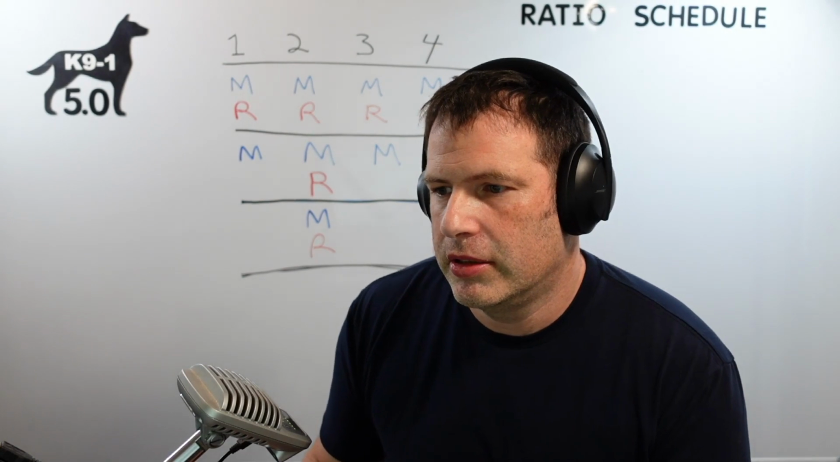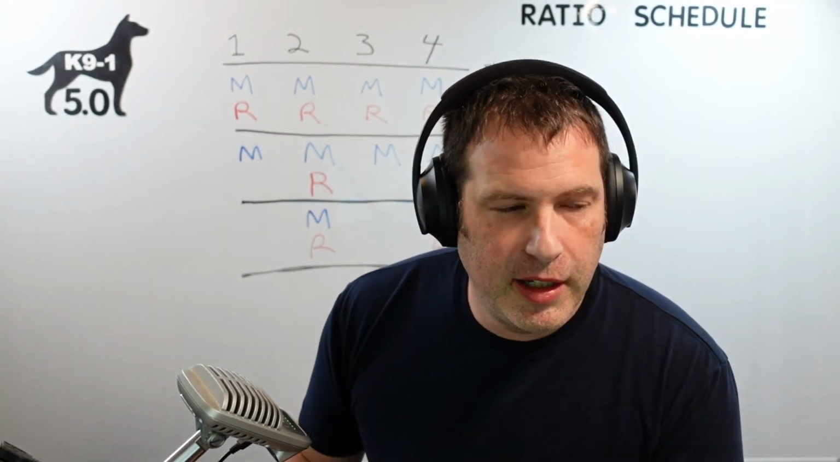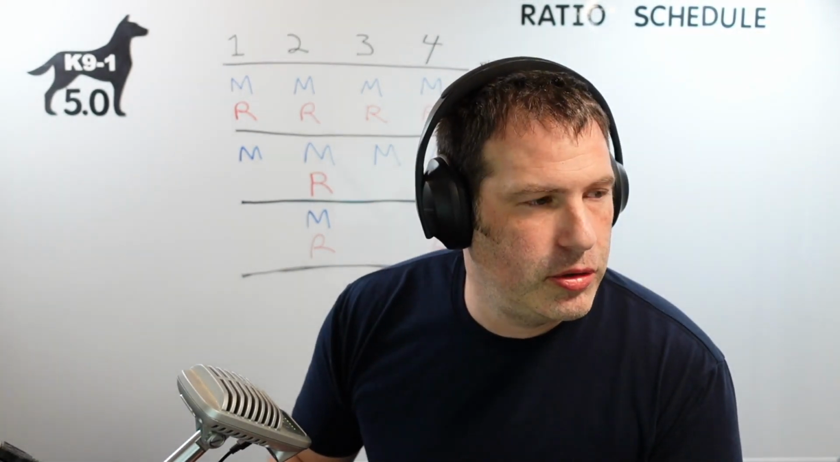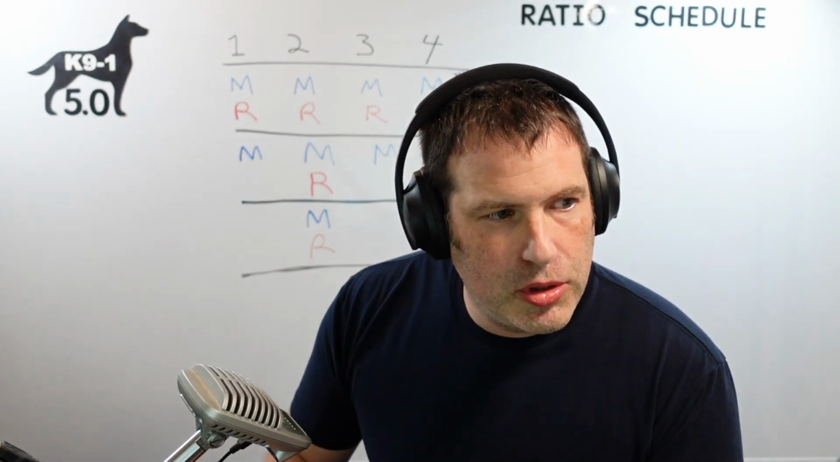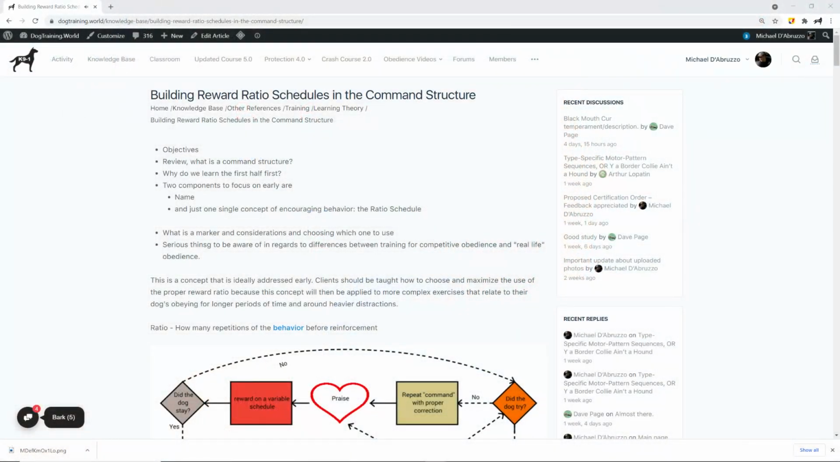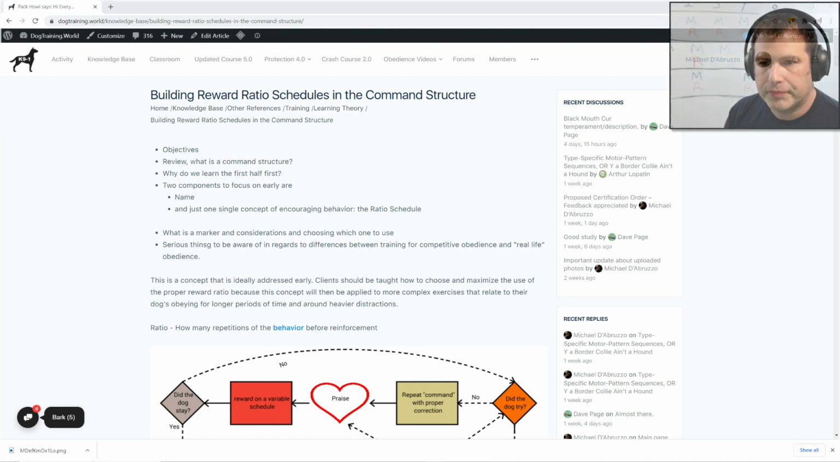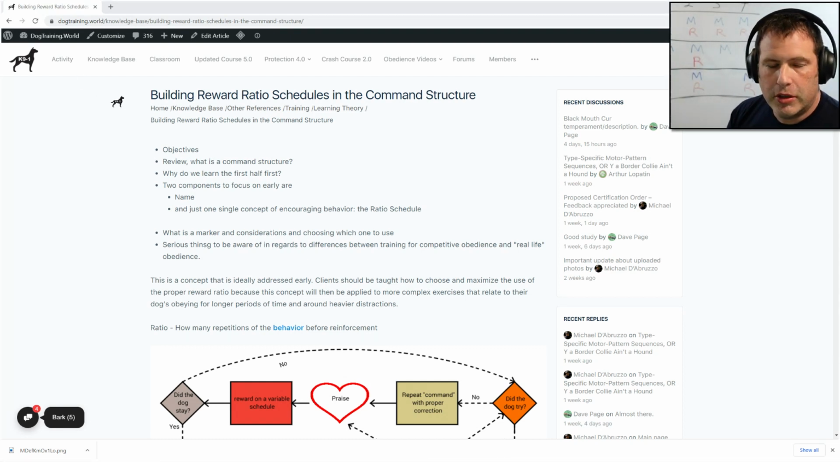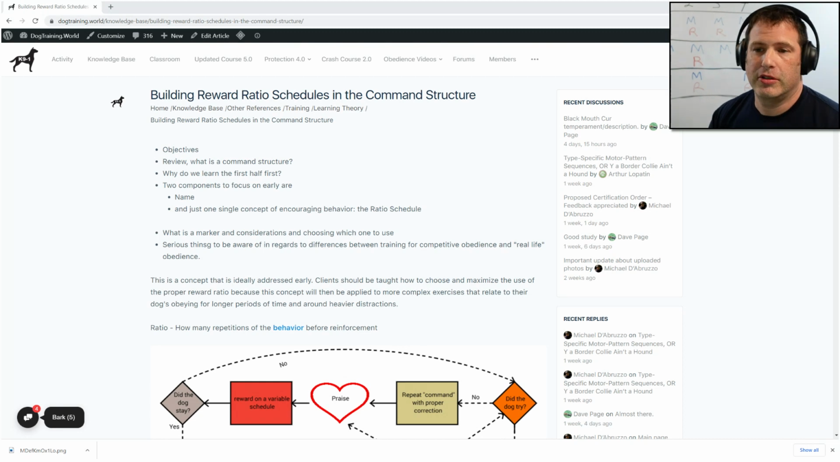We're gonna really nerd out today. I wanted to jump into some geeking out on command structure and obedience. So what we're going to do specifically today is going to be building reward ratio schedules in the command structure. So you don't get too confused by what that means.